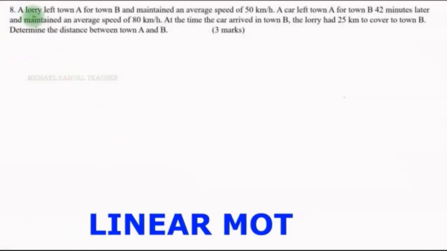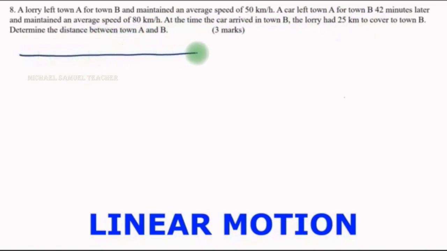Now question 8. A lorry left town A for town B and maintained an average speed of 50 km per hour. A car left town A for town B 42 minutes later and maintained an average speed of 80 km per hour. At the time the car arrived in town B, the lorry had 25 km to cover to town B. Determine the distance between town A and B. So in this situation, let me draw a sketch.